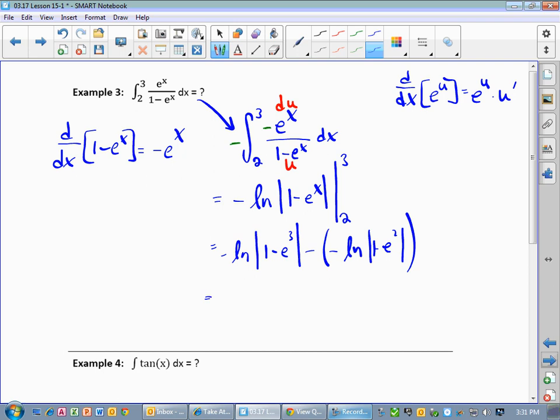And so we pretty much evaluate that with the calculator. There's no easy simplification to be done here, no rules, nothing like that. And we end up getting negative 1.0943.